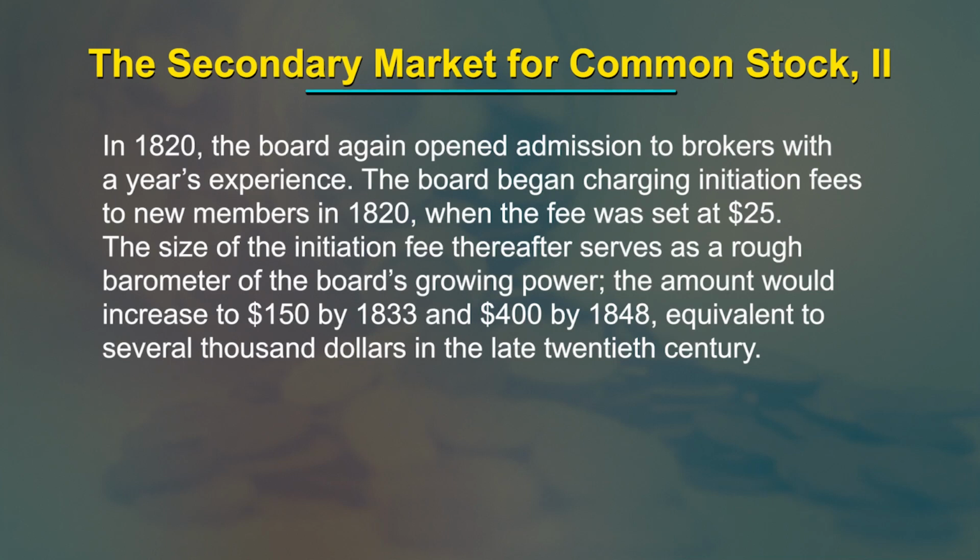In 1820, the board again opened admission to brokers with a year's experience. The board began charging initiation fees to new members in 1820, when the fee was set at around $25. The size of the initiation fee thereafter served as a rough barometer of the board's growing power. The amount increased from $25 to around $150 by 1833 and around $400 by around 1848, which was equivalent to several thousands of dollars in the 20th century.